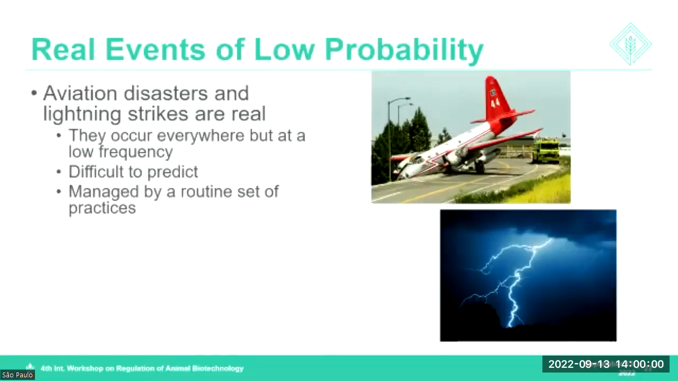So I included aviation disasters and lightning strikes. These are similarly real things. This happens. I was in Washington, D.C., where I live, and somebody was killed just a couple of weeks ago by lightning strike, very close to the White House. Actually, 3 people were killed. So it happens. But these things occur everywhere. They're incredibly difficult to predict, and there's not much I can do about them.